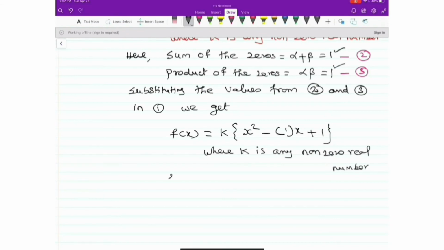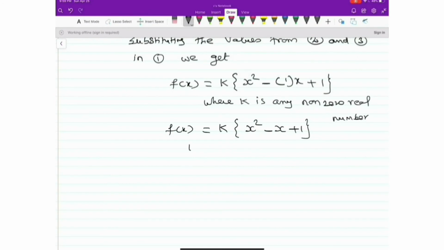This implies f of x is equal to k into x square minus x plus 1, where k is any non-zero real number. As I told you, you can write this polynomial x square minus x plus 1 as your answer.